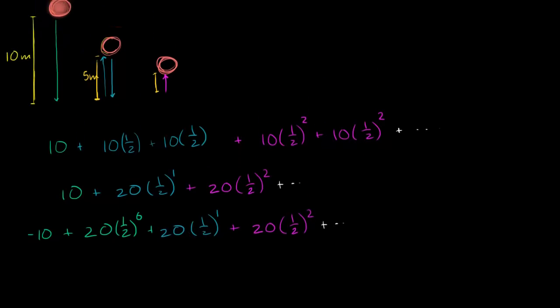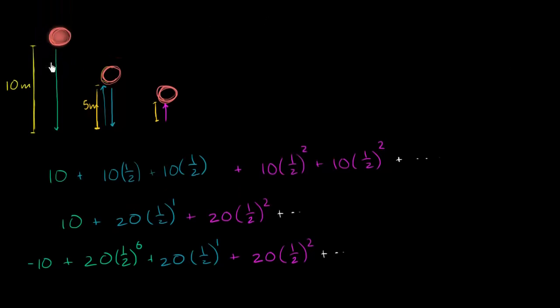We can write our entire sum, and maybe I'll write it up here since I don't want to lose the diagram. We could write it as -10, that's that -10 right over here, plus the sum from k is equal to 0 to infinity of 20 times our common ratio to the kth power. So what's this going to be? What's this going to turn out to be?